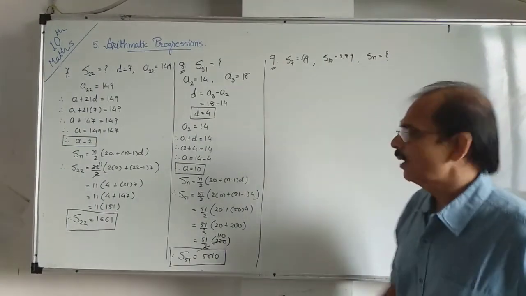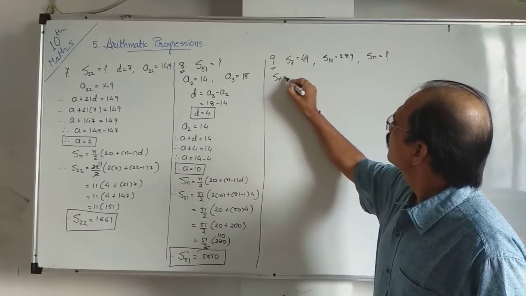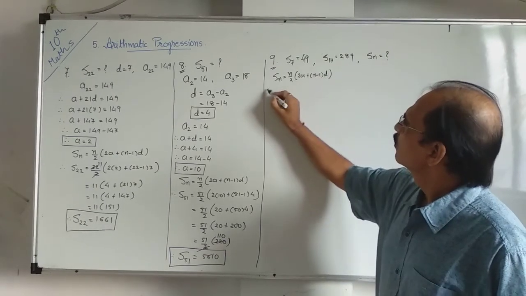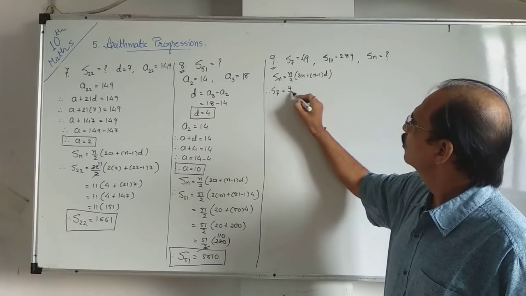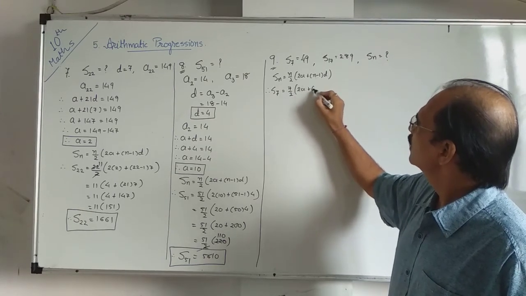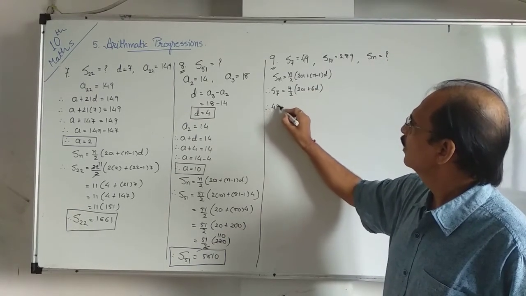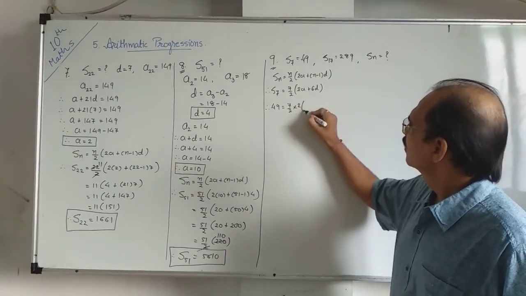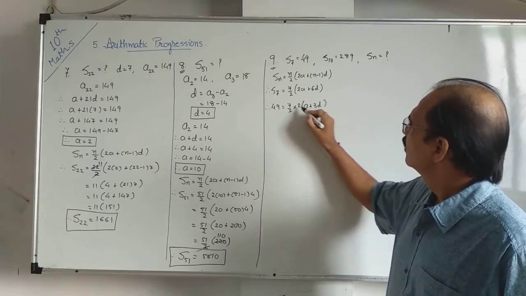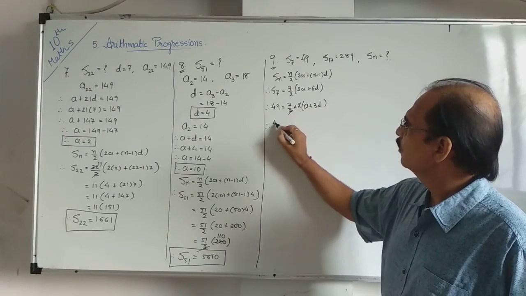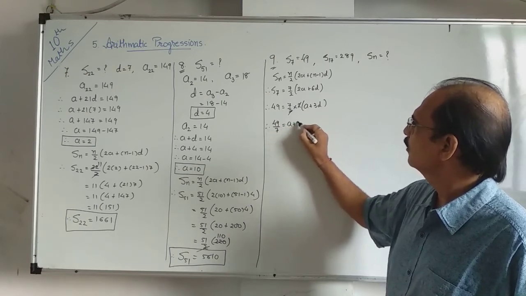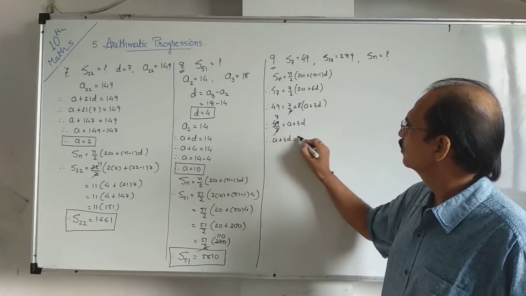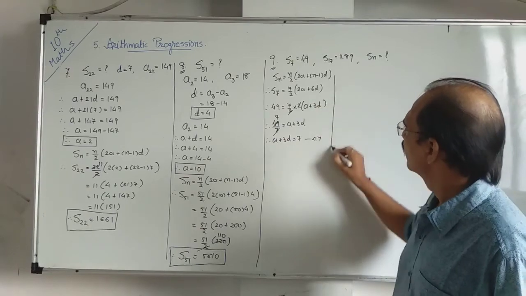From S7, apply the formula Sn equals n by 2 times 2a plus n minus 1 into d. So S7 equals 7 by 2 times 2a plus 7 minus 1, that is 6d. S7 is 49, equal to 7 by 2. From this bracket you can take 2 common, the remaining is a plus 3d. Cancel 2; 7 is in multiplication, so move down: 49 divided by 7 equals a plus 3d. So a plus 3d equals 7. Equation number 1.